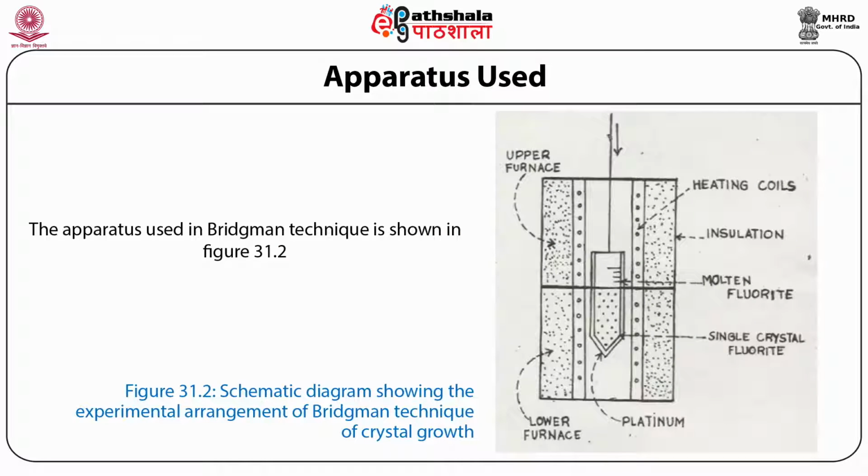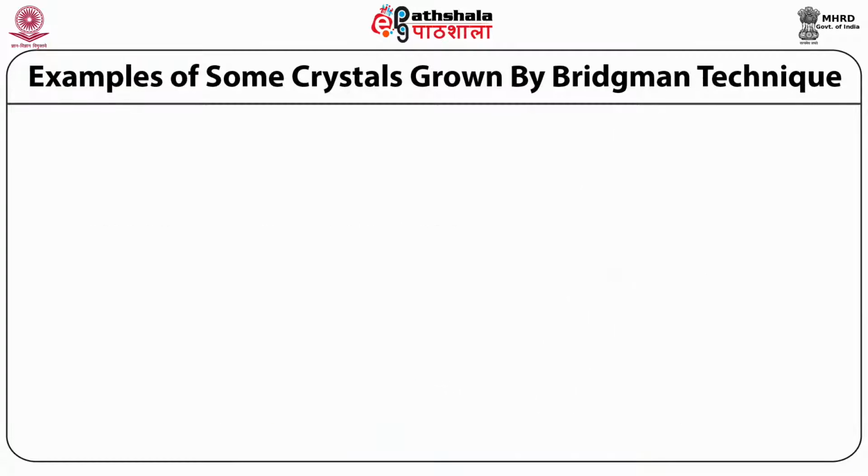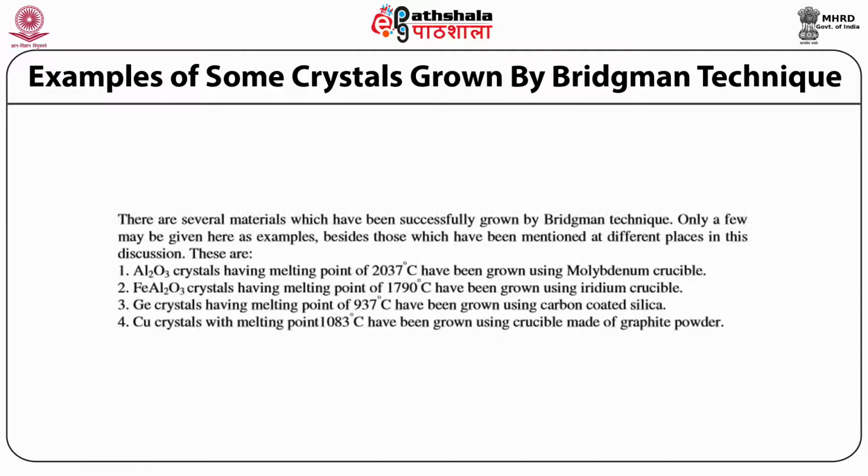The apparatus used in Bridgman technique is shown in figure 31.2. It shows a schematic diagram giving the experimental arrangement of Bridgman technique of crystal growth. Examples of some crystals grown by Bridgman technique. There are several materials which have been successfully grown by Bridgman technique. Only a few may be given here as examples, besides those which have been mentioned at different places in this discussion.